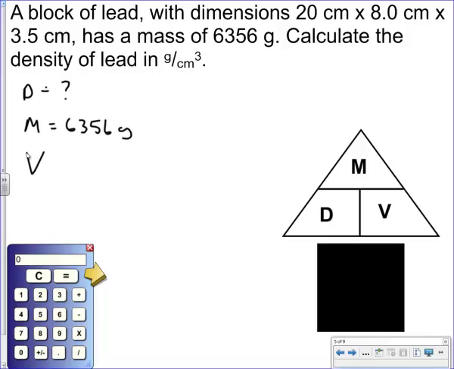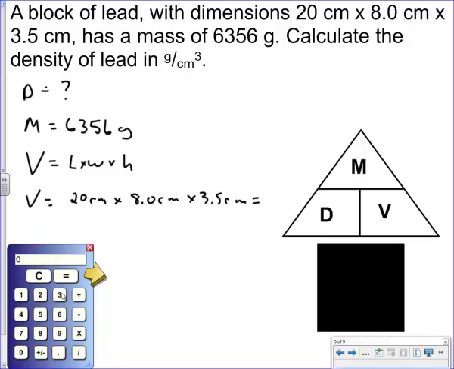And I have to be able to find the volume. Well, I'm not given the volume directly here, but I am given three measurements: length, width, and height. So I know that I could get volume by multiplying those: length times width times height. So what I'm going to do to calculate volume first is I'm going to take 20 centimeters, multiply by 8.0 centimeters, and multiply that by 3.5 centimeters.